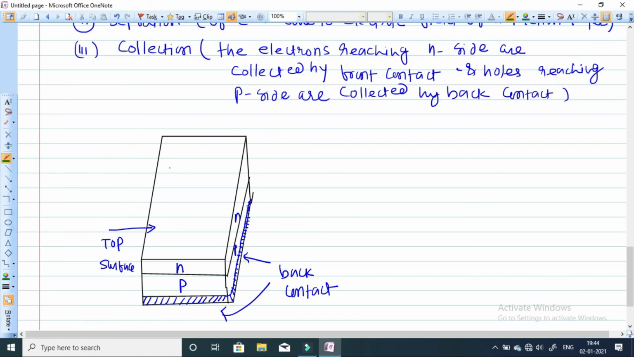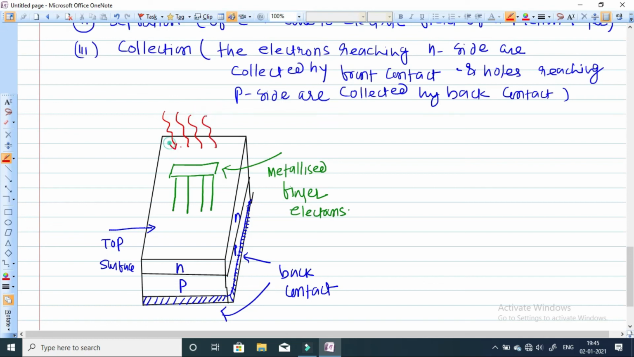Basically, metallized finger electrodes. Here the electrodes are there. These are the finger electrodes. This is basically your metallized finger electrodes. And this is the energy of the radiations. The energy falling on this semiconductor diode, this solar cell, is equal to h nu.